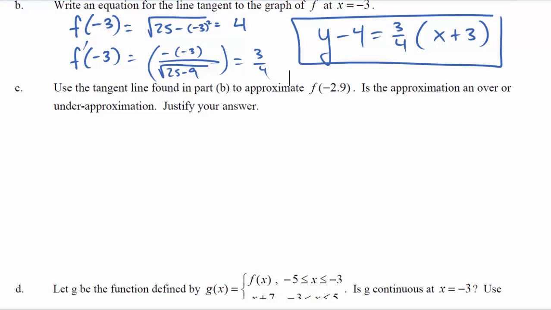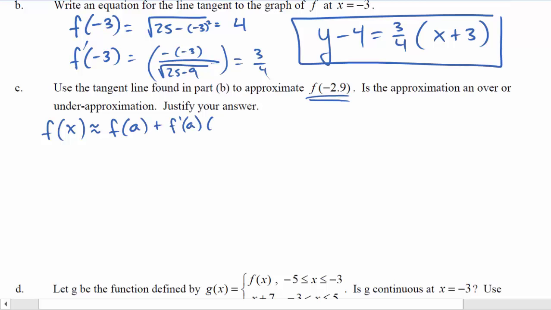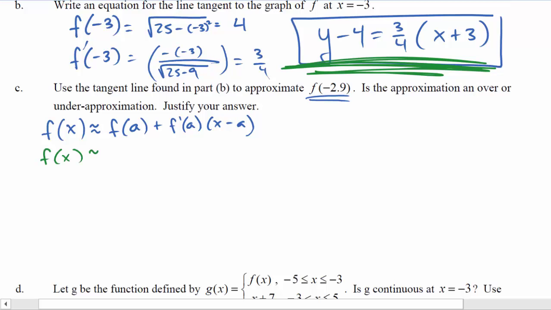Part C, use the tangent line approximation to approximate f of negative 2.9. Is this approximation under or over? Well, it's not that bad, because if you remember, we get this very specific form. f of x is approximately f of a plus f prime of a times x minus a. That's just taking this original equation of the tangent line and adding the 4 over. So really, f of x is approximately 4 plus 3/4 times x plus 3.